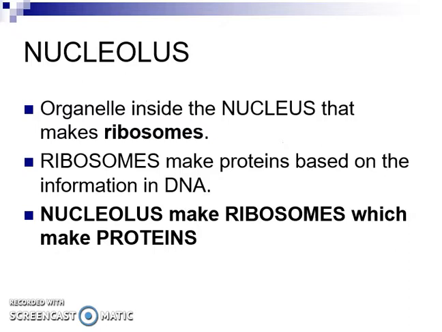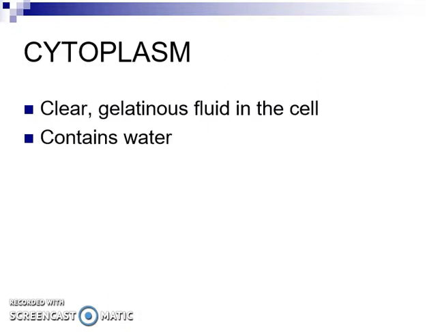The nucleolus is the organelle inside the nucleus that makes ribosomes. Ribosomes make proteins based on the DNA information. They actually read a code, and we're going to go through this whole process much later in the year. The nucleolus makes ribosomes, which make proteins. That's a general statement you have to remember.